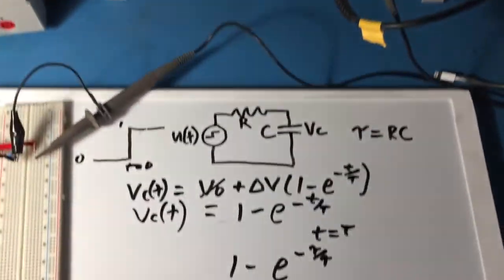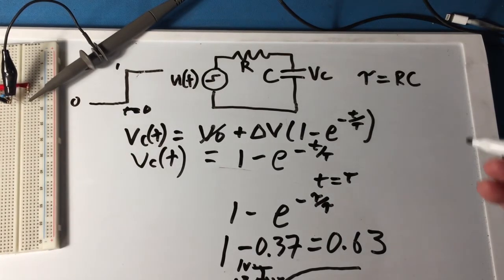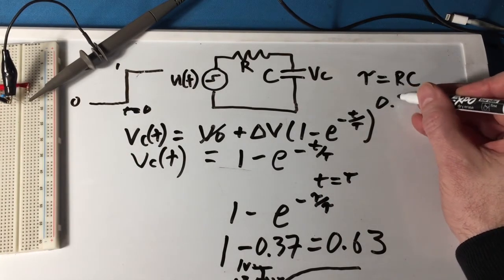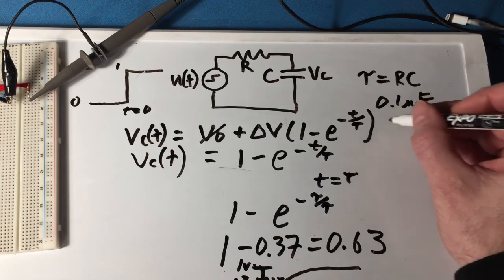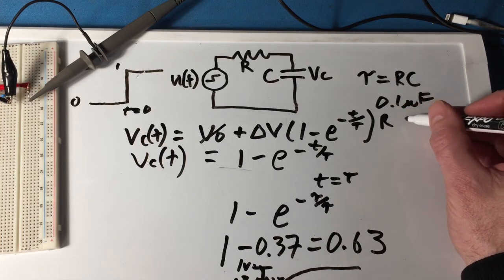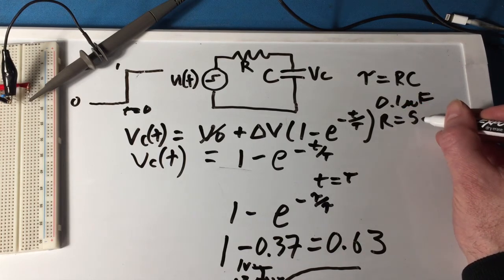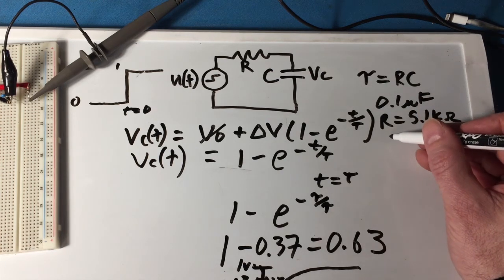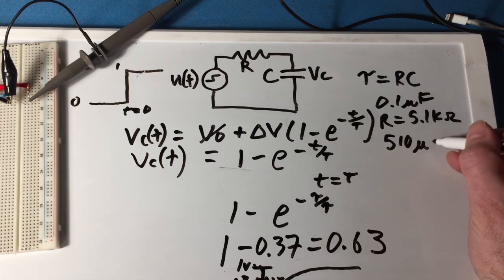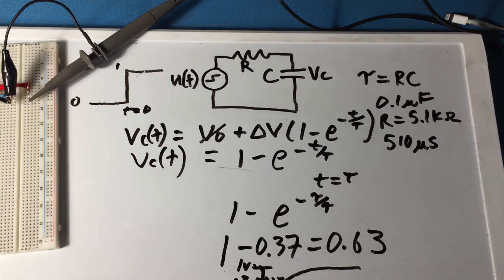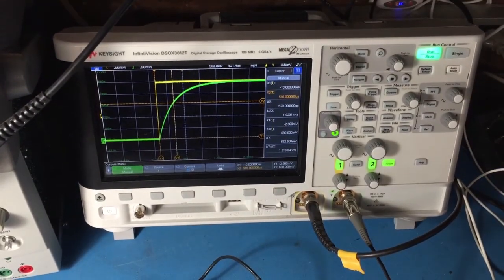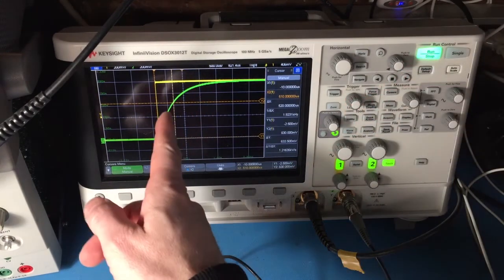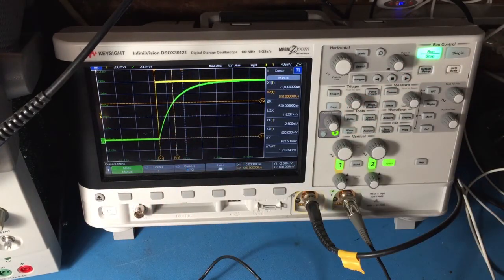So if we go back to our board right here, we had a C of 0.1 microfarads and an R of 5.1 kiloohms. If I do the math right there, I get 510 microseconds for my time constant. And so that lines up very close with what we're getting here. Our delta is saying 520 microseconds on the scope. But considering I've been eyeballing this and the lines are fairly good, that's not a bad approximation.